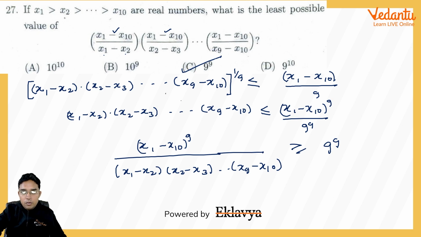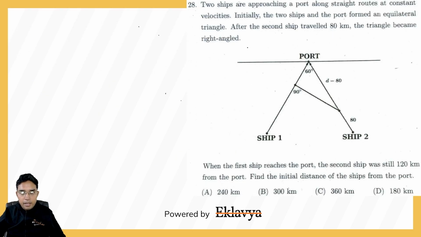Okay, now coming to the next question, that is 28. Here we are given two ships approaching a port along a straight route at constant velocities. Okay, so let us say the velocity of ship 1 is v1 and the velocity of ship 2 is v2. Initially the two ships and the port form an equilateral triangle like this, so the distances from this point to this are the same. After the second ship has traveled 80 kilometers, the triangle becomes a right angle triangle.